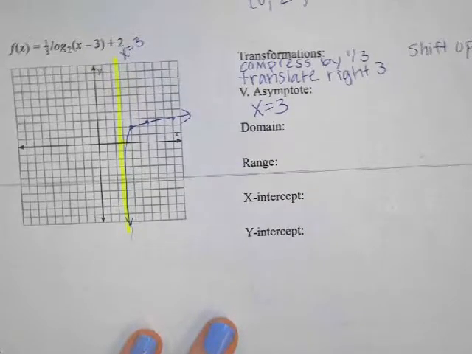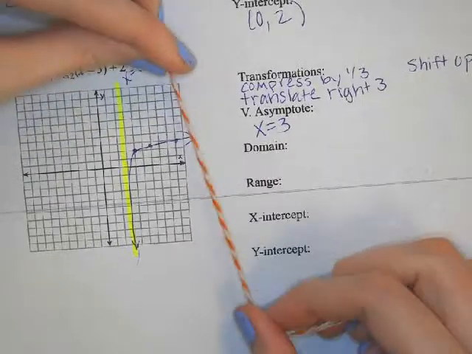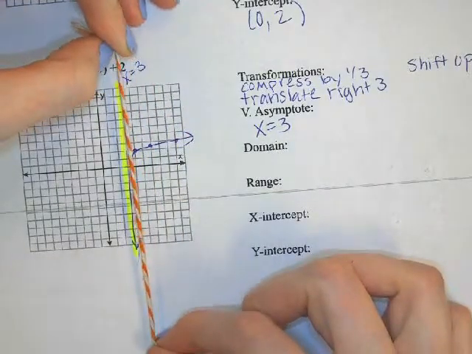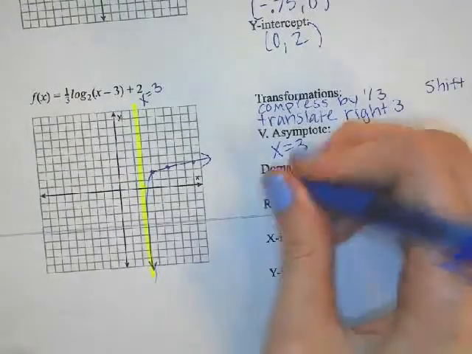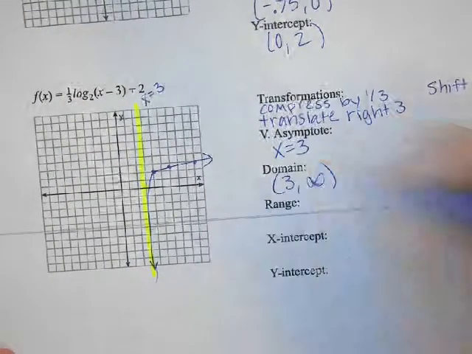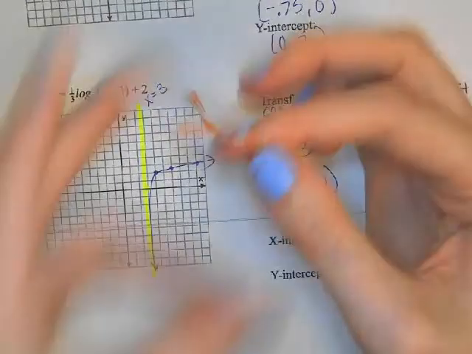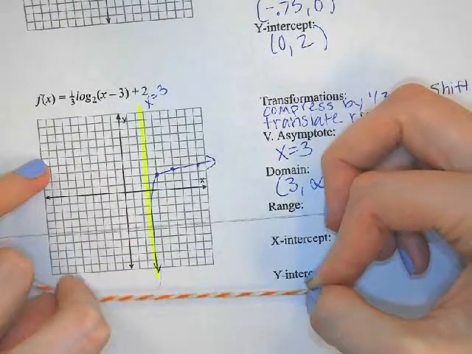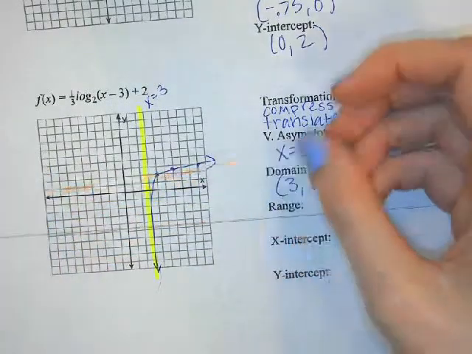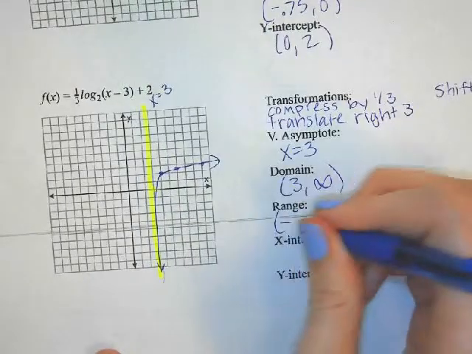Okay, domain. How far to the left will it go? 3. How far to the right will it go? Infinity. So our domain is from 3 to infinity. And then range is all the numbers. How far down will it go? Negative infinity. How far up will it go? Positive infinity. So yes, it's all real numbers.